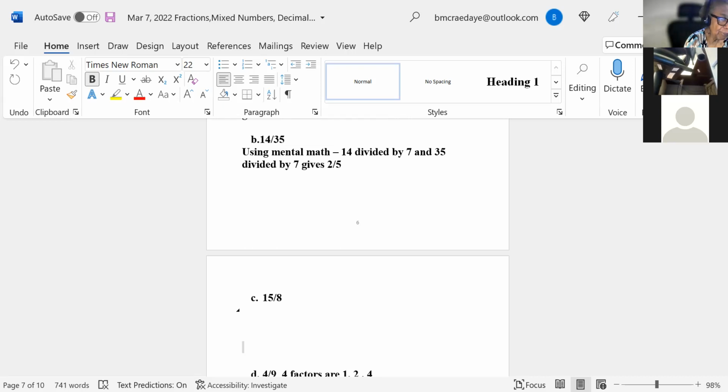I'll give you a hint. That becomes like a mixed fraction, right? That's right, you're going to have a mixed fraction, because whenever your numerator is greater than your denominator, you're going to convert it to a mixed fraction. So what would it be then? What would be the answer? 15 divided by 8 is what number?